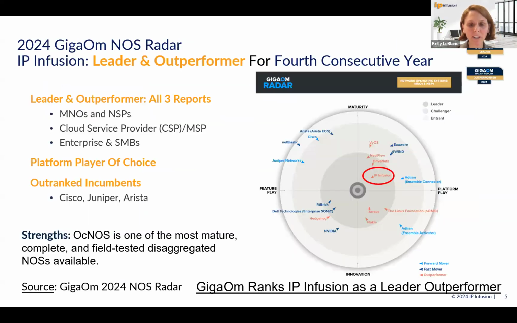So next up, I want to share a little bit about the results of the 2024 GigaOm NOS radar report. So here you can see this is the result of the GigaOm report. GigaOm publishes this network operating system radar report every year. The results for the 2024 report are very interesting. For us, we have been the leader and outperformer for the 4th consecutive year. And this is because OcNOS is deemed to be one of the most mature and complete and field tested disaggregated NOSes available on the market today.